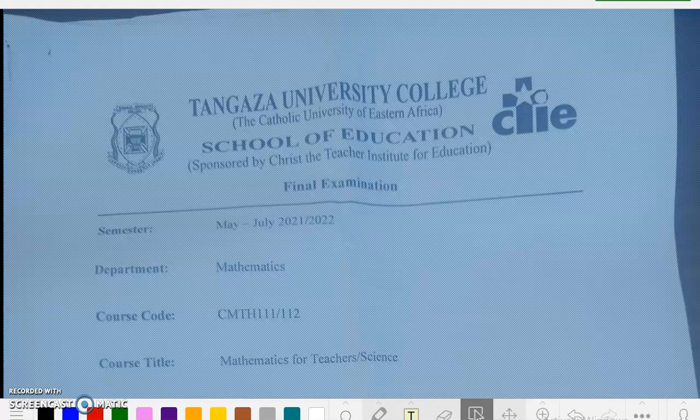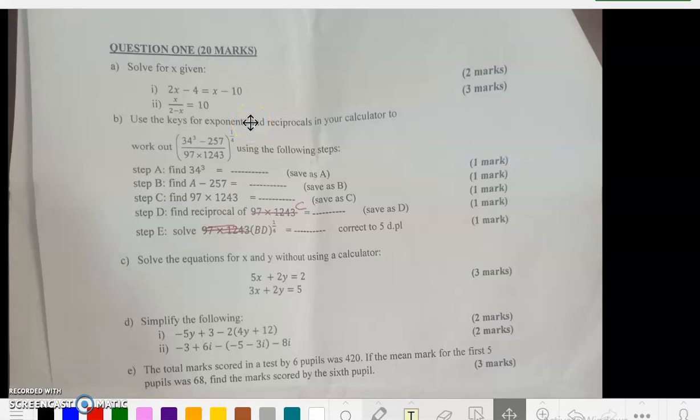Let me take you through it. The first question that we come across is question 1. Of course, question 1 is around 20 marks. It has about 5 sections. This question number 1 is actually a compulsory question. It covers statistics, algebra, and some other part of foundations of mathematics.